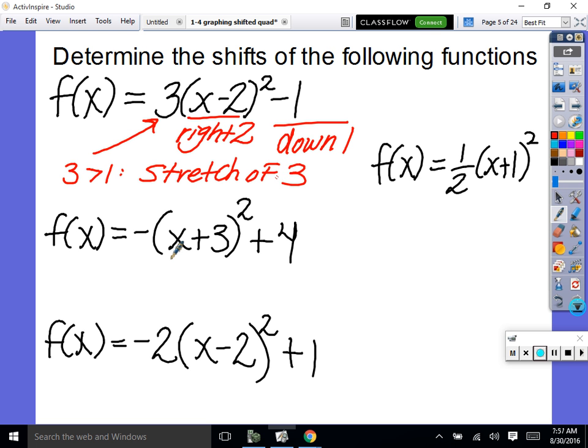So we look right here. This would be going left 3. We always go opposite of what's in the parentheses. Yes? Because here's why. Because technically, if we plug in, now here's why. If we plug in, so this is the actual, sorry, let me go back.